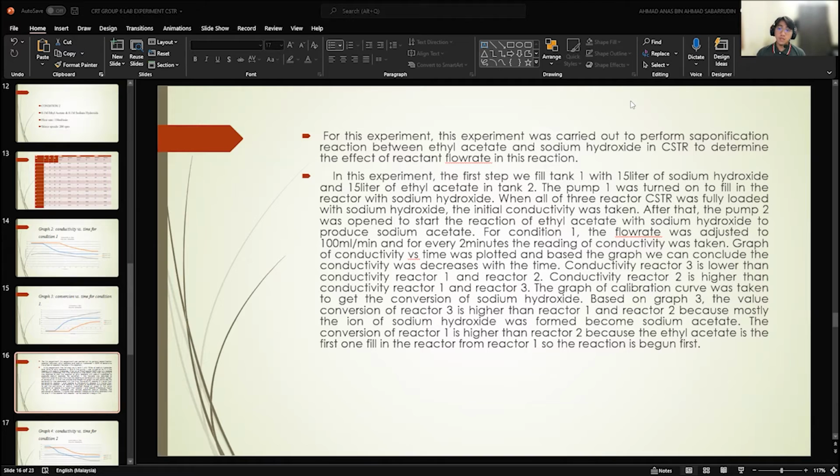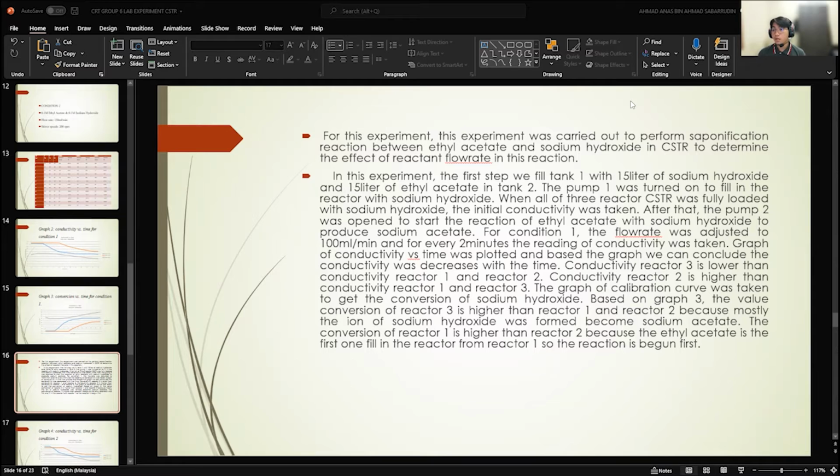The graph of conductivity versus time was plotted, and based on the graph, we can conclude the conductivity decreased with time. Conductivity of reactor 3 is lower than reactor 1 and reactor 2. Conductivity of reactor 2 is higher than reactor 1 and reactor 3.